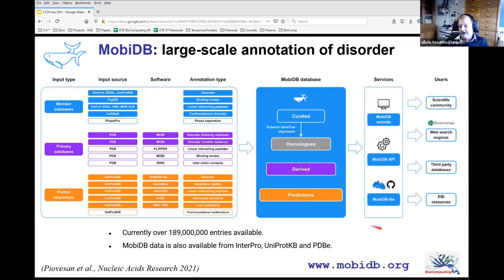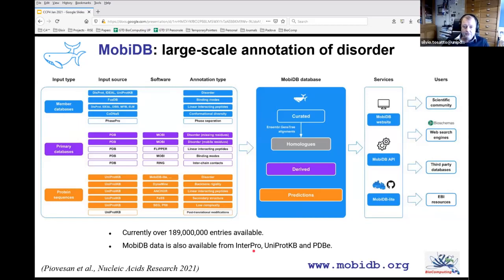The database is available in various forms, mostly through the MobiDB website, which is human readable, but it also contains an API which makes it machine readable, and therefore we have a couple of power users who have been crunching data on several million sequences, and this is all possible thanks to the current setup. MobiDB data is now also available through InterPro, UniProtKB, and the PDBe, thanks to collaborations made possible through Elixir. And it currently hosts predictions for over 189 million protein sequences.